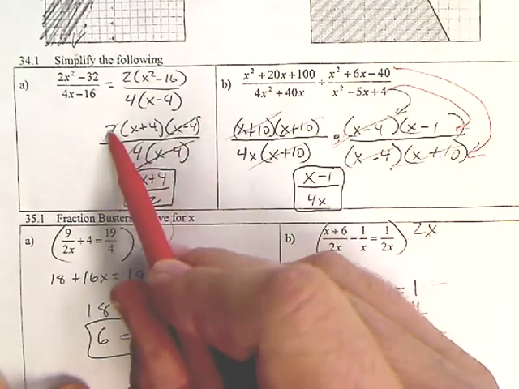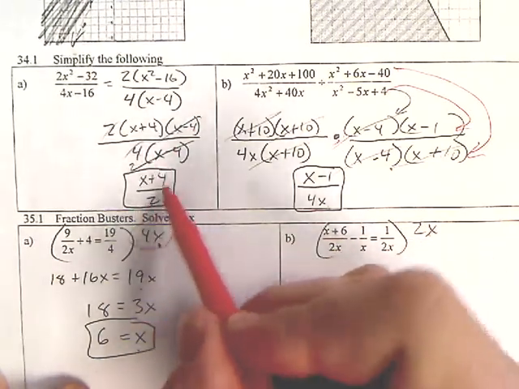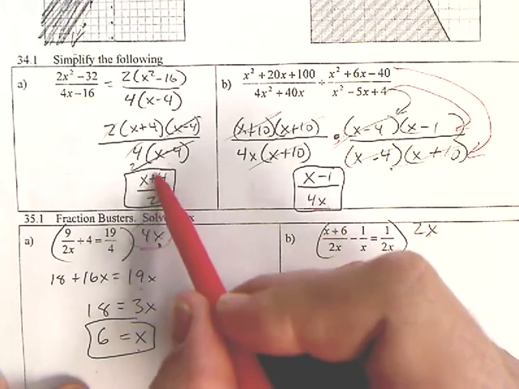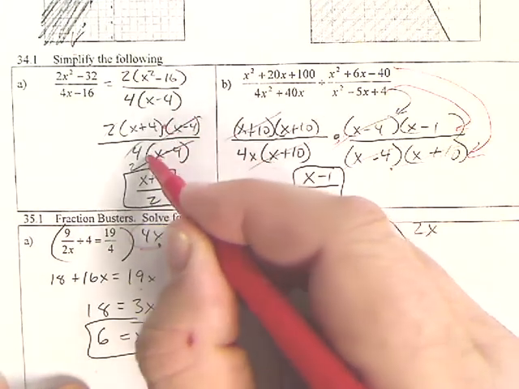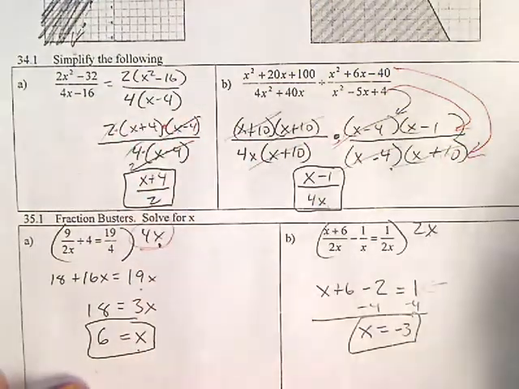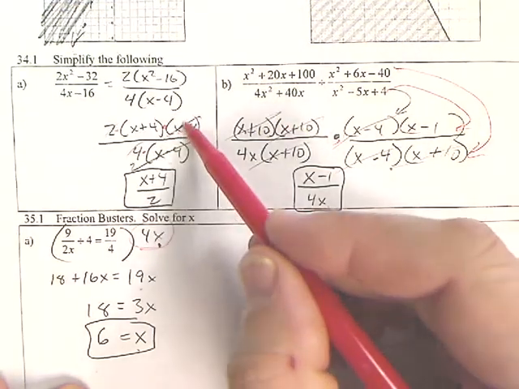Cancel out, reduce, and there we go. Can I reduce these guys? No, because it's addition. Only can reduce when it's multiplication. That's multiplication, multiplication, multiplication. Anything divided by itself is 1. That's just 1.